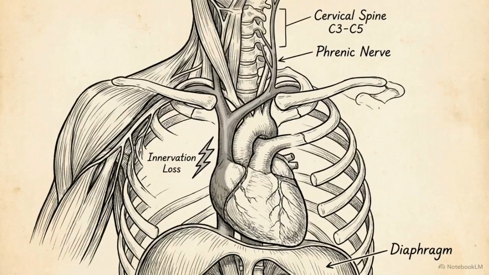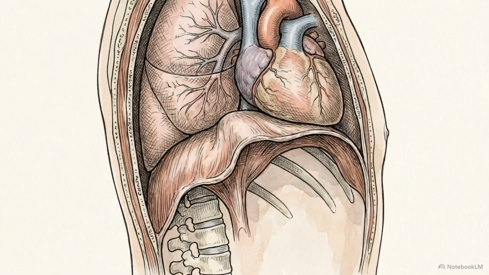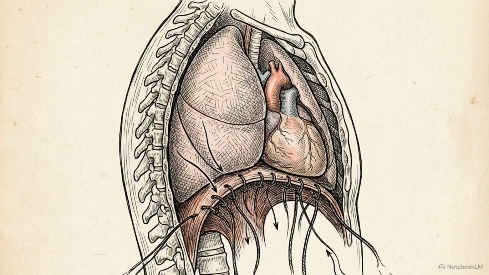Even without a physical tear, the diaphragm can fail through innervation loss. Diaphragmatic paralysis elevates the flaccid muscle, reducing lung capacity. Surgeons correct this by plicating the diaphragm, physically suturing it into a lower position to artificially expand the thoracic cavity.